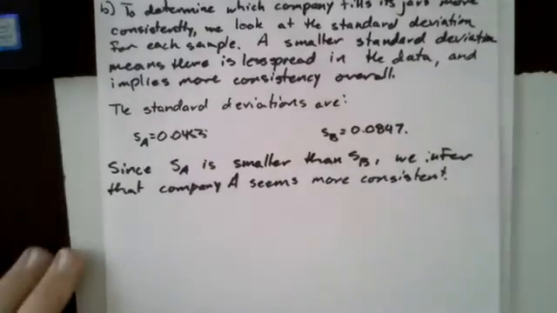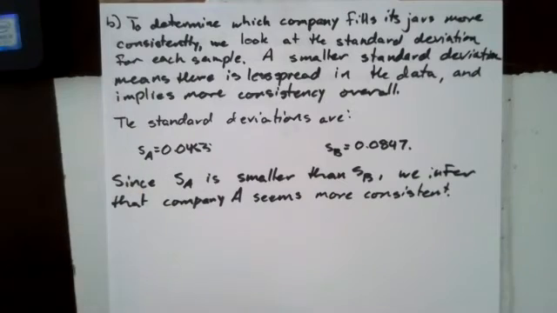To determine which company fills its jars more consistently, we look at the standard deviation. For each sample, a smaller standard deviation means there is less spread in the data and implies more consistency overall. The standard deviations are S sub A, the standard deviation for coffee type A, is 0.0455, and S sub B is 0.0847. Since S sub A is smaller than S sub B, we infer that company A seems more consistent.